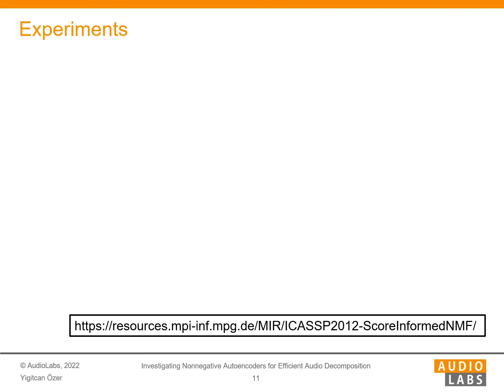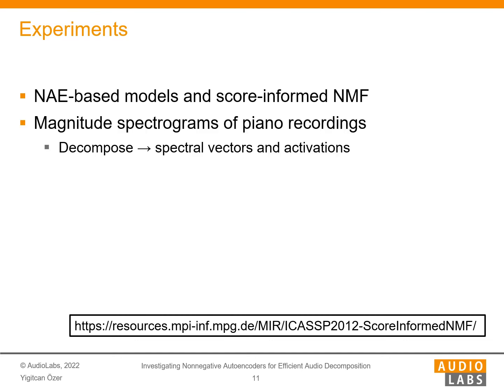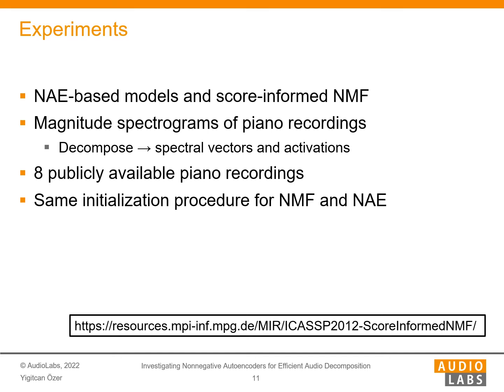Now, we report on our experiments where we compare NAE-based models with the score-informed NMF model used as the reference. To this end, we decomposed the magnitude spectrograms of piano recordings into spectral vectors and their activations. As the dataset, we use 8 publicly available piano recordings given in the link. The initialization process is identical for each NAE and the reference NMF model. We performed 10,000 iterations in the training phase, where we regard an iteration to be the update of both the matrices W and H in the NMF case and WE and WD in the NAE case.